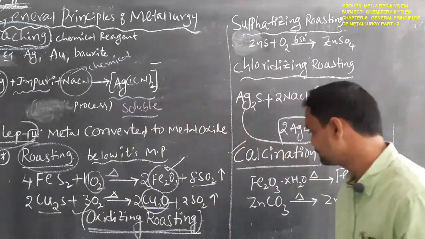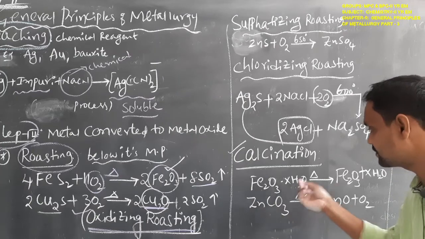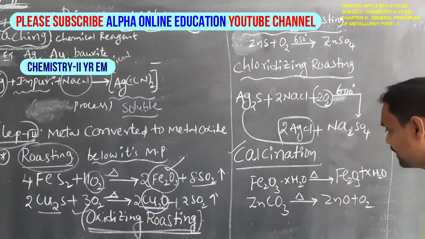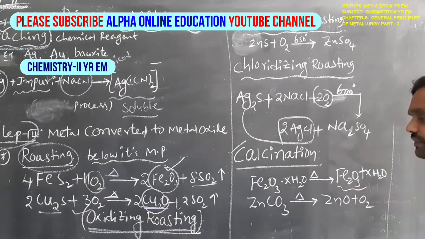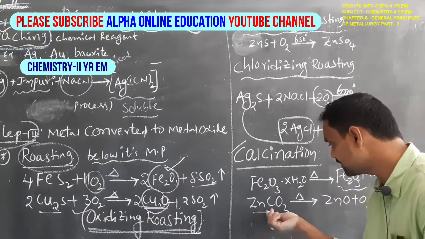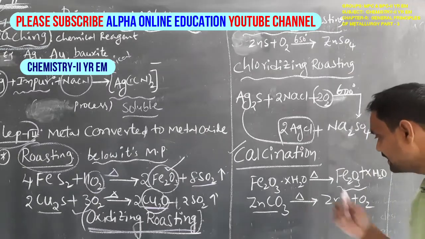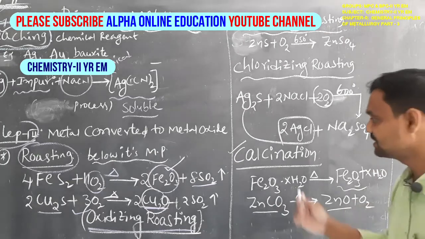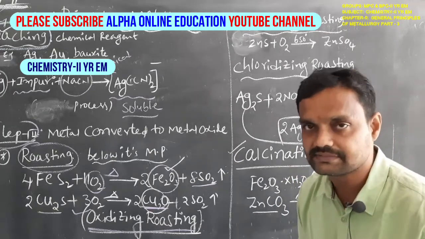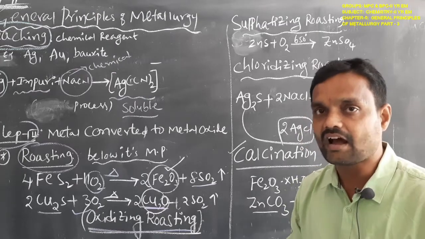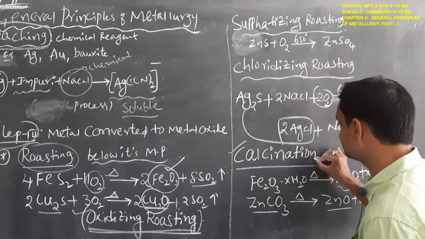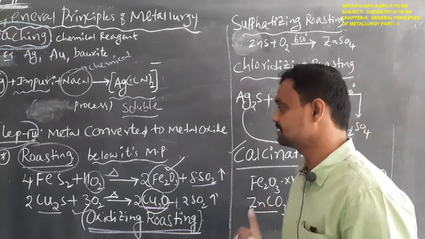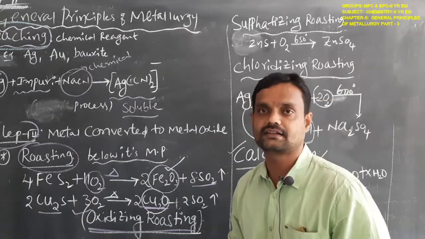For example, Fe2O3·xH2O, it is a hydrated ore. On heating in absence of air, it is converted to its oxide form. Similarly, zinc carbonate ore, on heating in absence of air, is converted to its oxide form. So this is the calcination. Simply, calcination means heating of the ore in absence of air. So this is the meaning of the roasting and calcination processes.